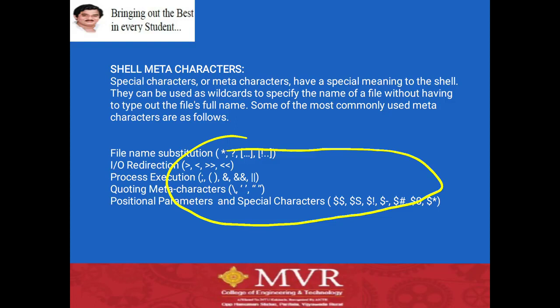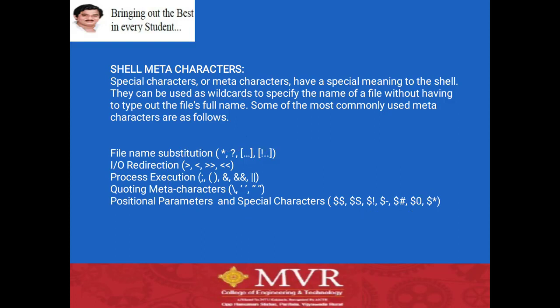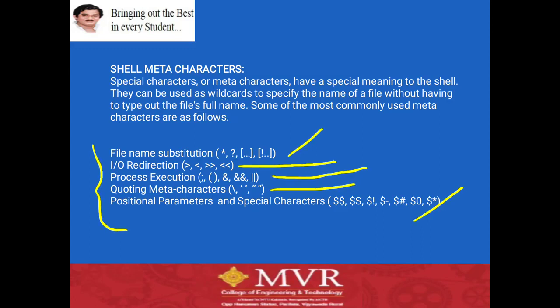Meta characters are broadly categorized into 5 categories. Those are file name substitution meta characters, then IO redirection meta characters, then process execution meta characters, then quoting meta characters, and finally positional parameters and special meta characters. These are the 5 classifications done for meta characters. In Unix, all meta characters fall under one of these 5 categories. We will see one by one what those meta characters are and what their uses are.